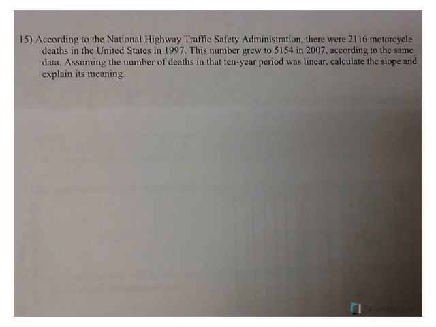Let's move to 15. According to the National Highway Traffic Safety Administration, there were 2,116 motorcycle deaths in 1997. This number grew to 5,154 in 2007, according to the same data. Assuming the number of deaths in that 10-year period was linear, calculate the slope and explain its meaning.